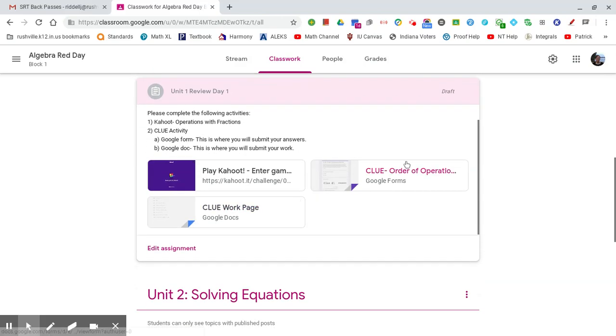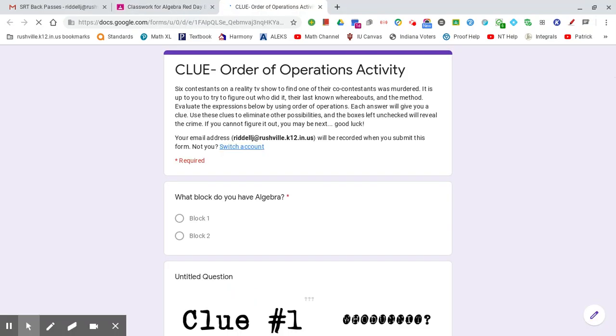The next thing that you're going to do is a clue activity, and this is going to be going over order of operations. You'll need to sign in with your Rush County School email, and then please tell me which block you have algebra. Here's the background. It says 6 contestants on a reality TV show find one of their co-contestants was murdered. It is up to you to try to figure out who did it, their last known whereabouts, and the method.